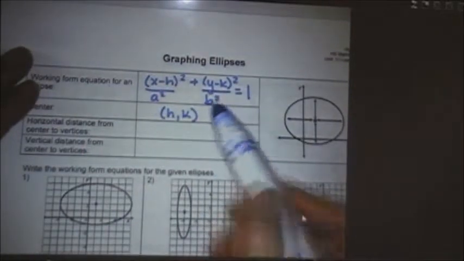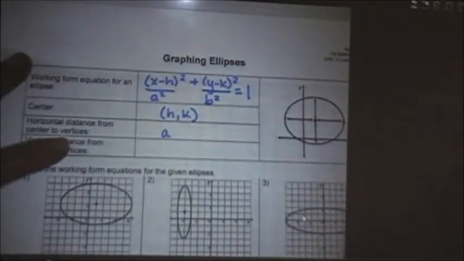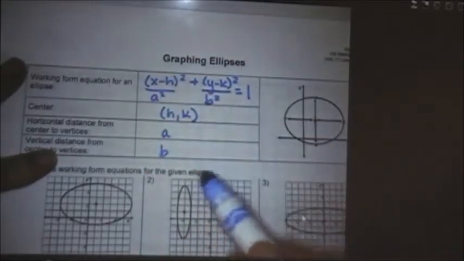And then, because we don't have a radius in an ellipse, because it is not the same distance all the way around, that's where these a and b values come into play. Your horizontal distance from the center to the edge is called your a value. And your vertical distance from the center to the edge, up and down, is your b value. So a is horizontal distance and b is vertical distance.